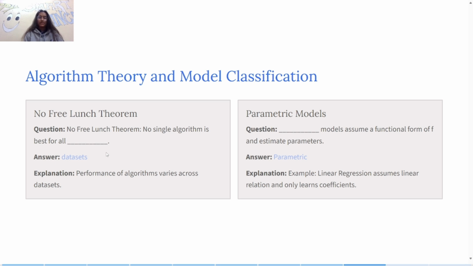Blank models assume a functional form and estimate parameters. Some models assume a predefined math structure, like straight lines in linear regression. These are called parametric models. So parametric models assume a functional form and estimate parameters.